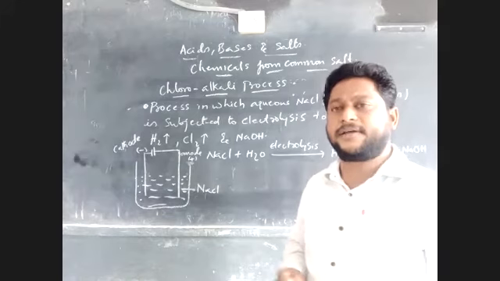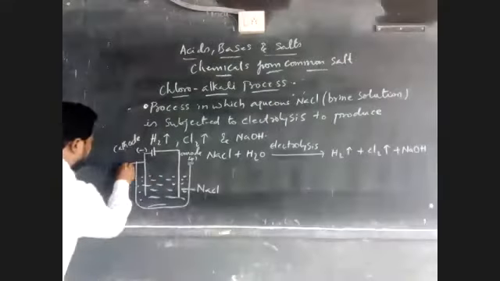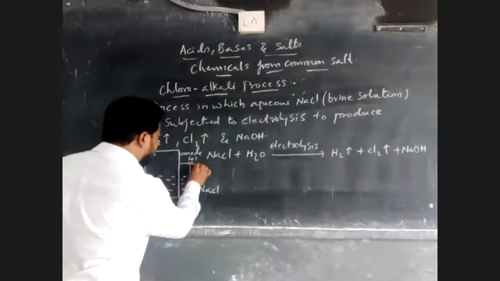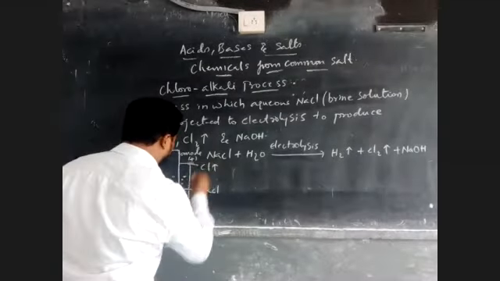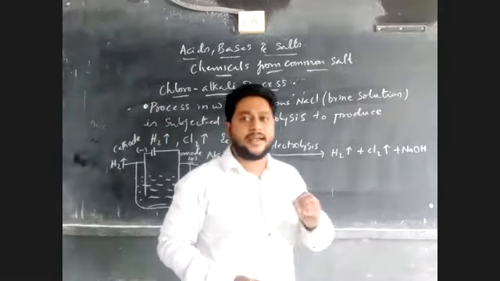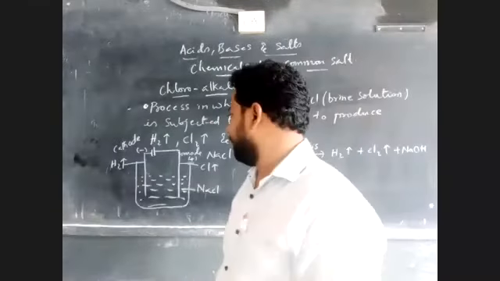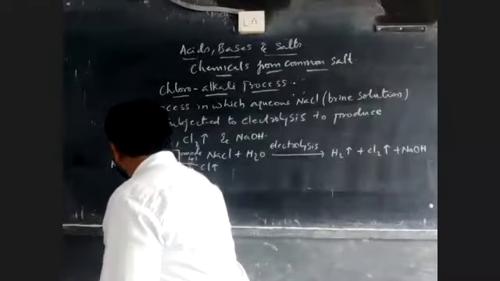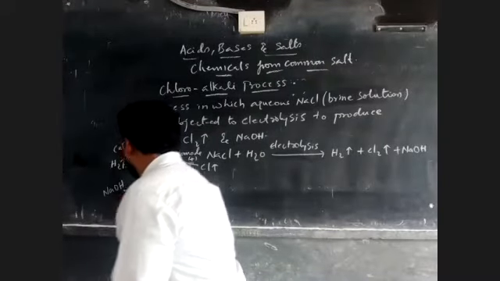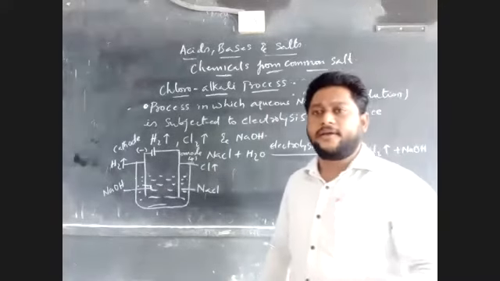Now, where does the hydrogen gas evolution take place, and where does the chlorine gas evolution take place? Hydrogen gas evolution takes place at the cathode. So at the cathode, hydrogen gas; at the anode, chlorine gas; and NaOH is formed near the cathode. Near the cathode, we get NaOH. Let me repeat once again.